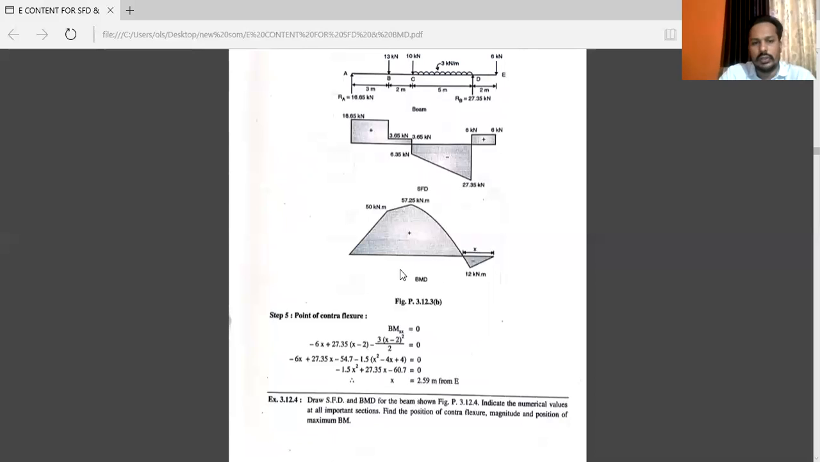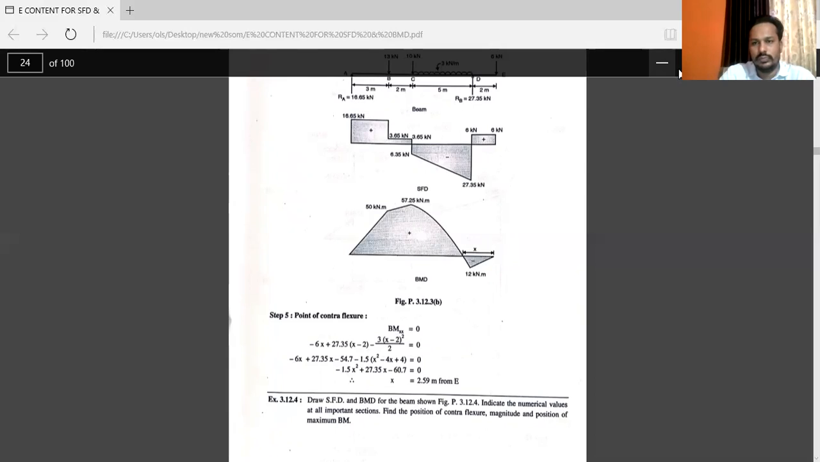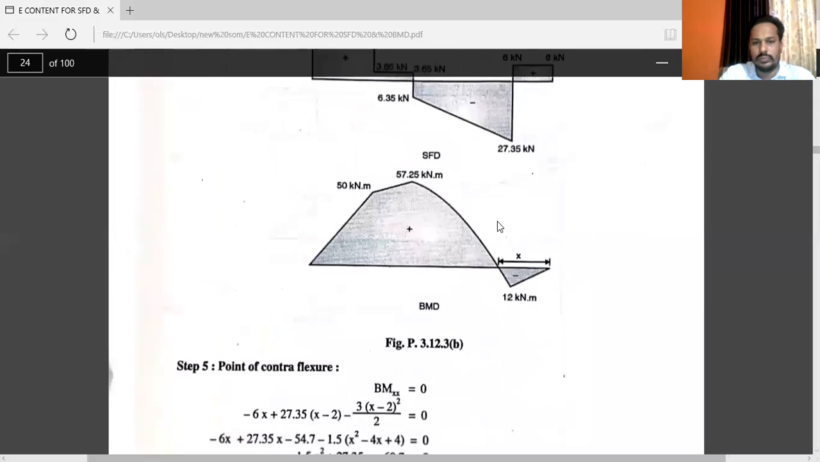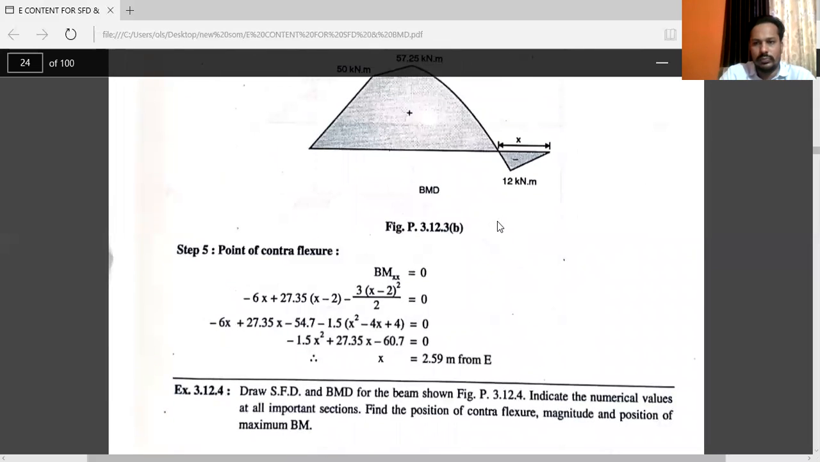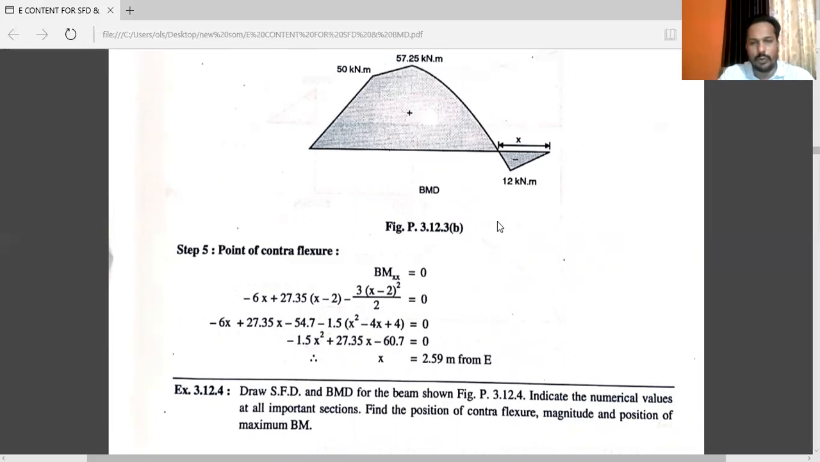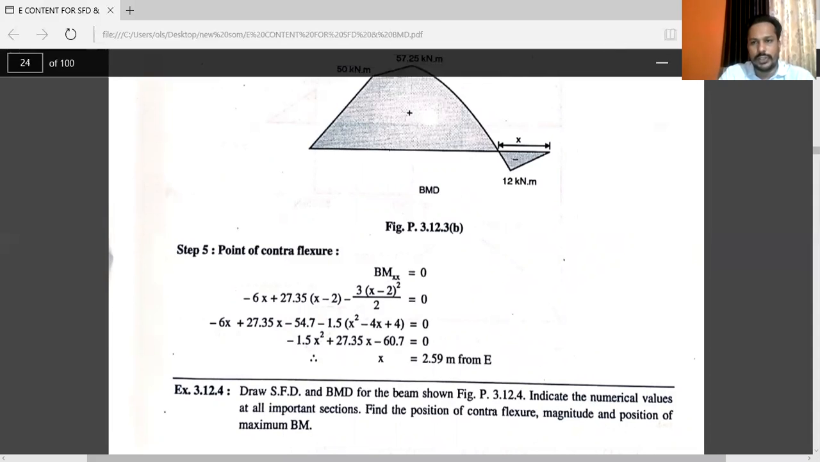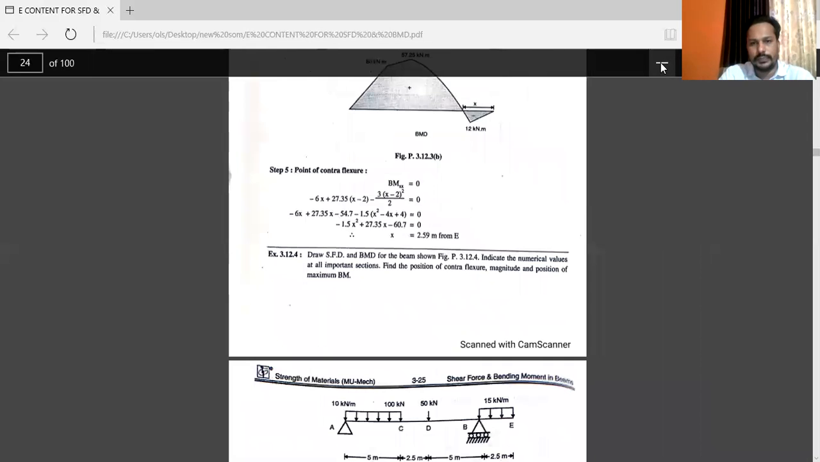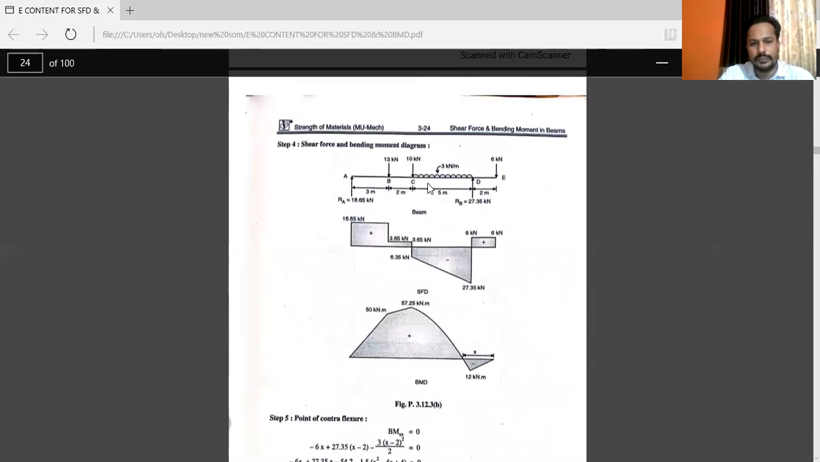Now, see the formula. Here I am explaining that formula. Point of contraflexure is very important. So I am explaining here how it will come. Please concentrate on this point.